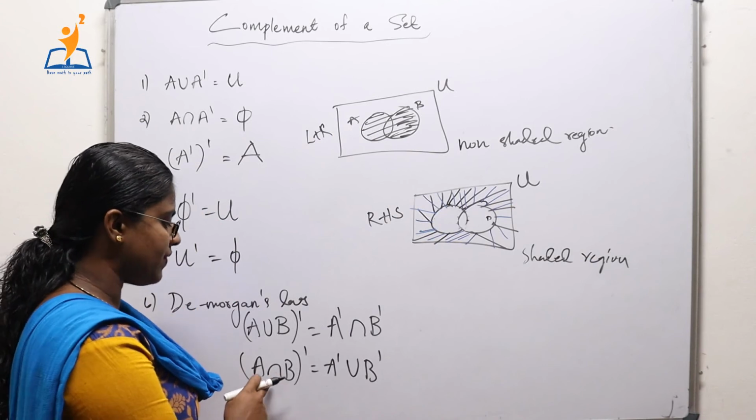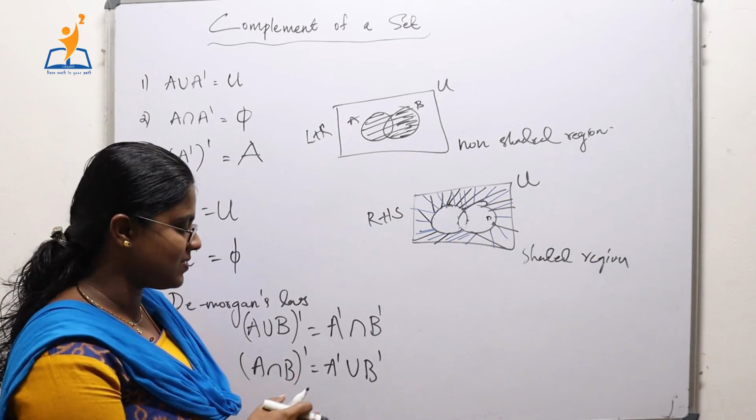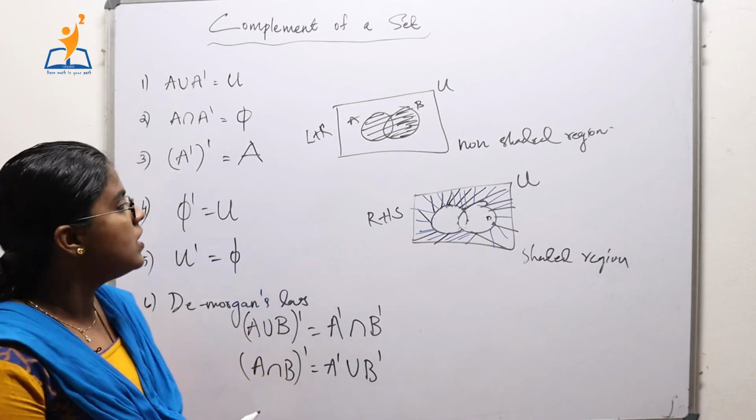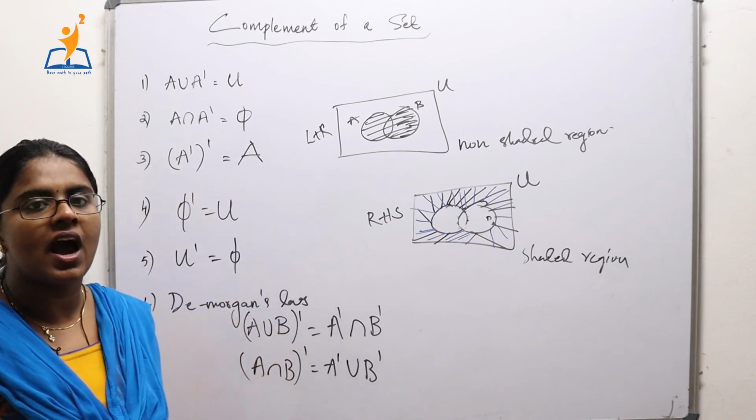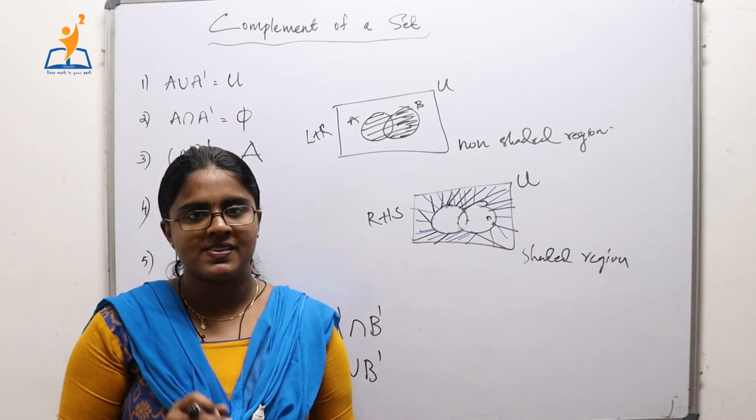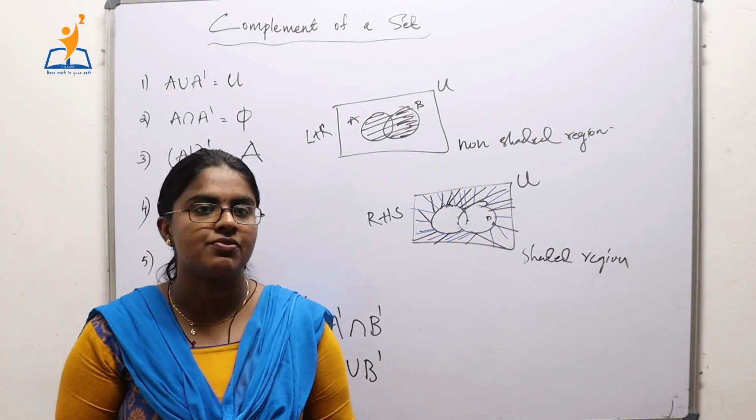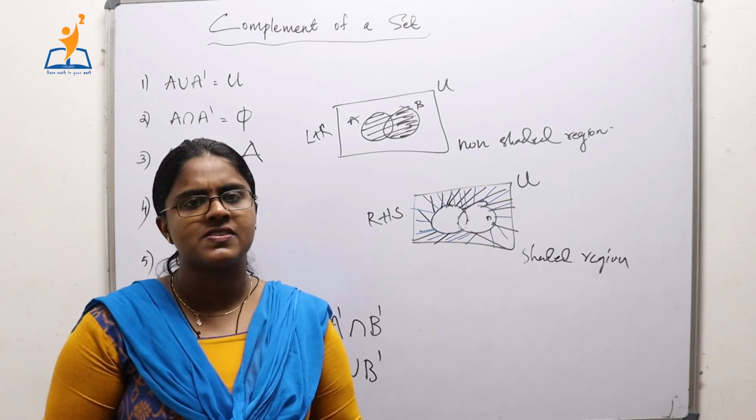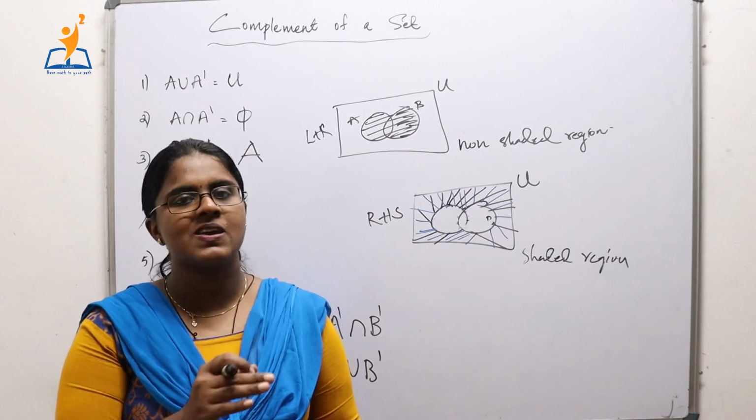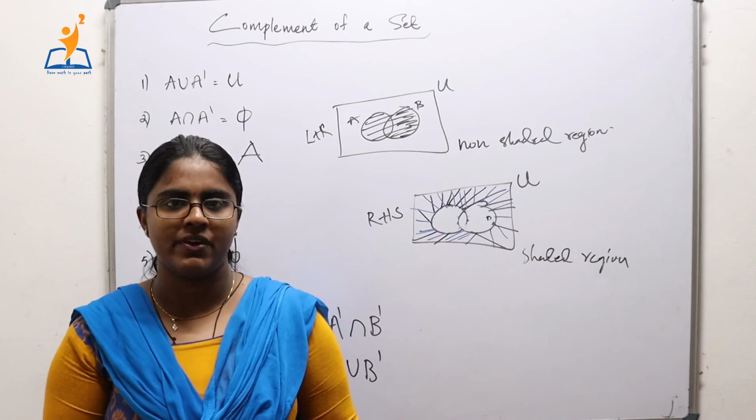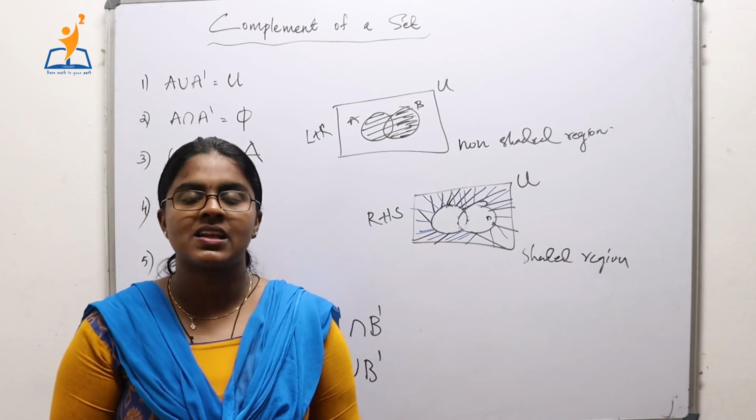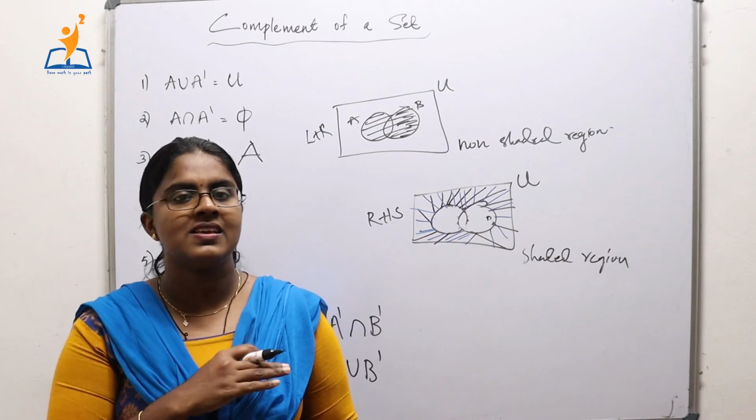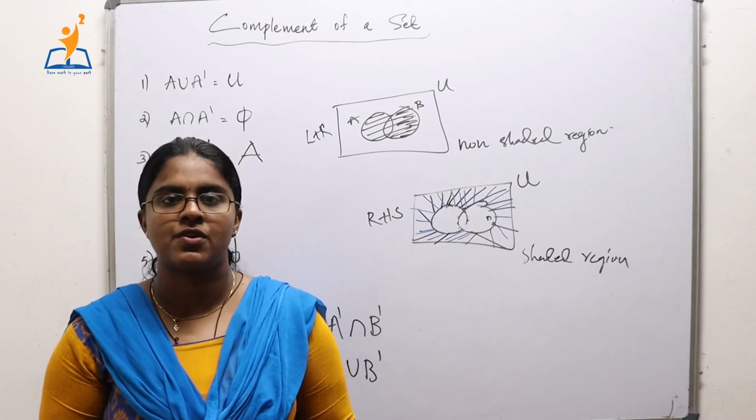Similarly, you can prove A intersection B the whole complement is equal to A complement union B complement. So these are the properties regarding complement of a set. So in today's class we have learned what is the complement of a set, and we have discussed some examples and some properties regarding complement of a set. Now in next class we will solve the problems from the exercise which contains the problems from this section.